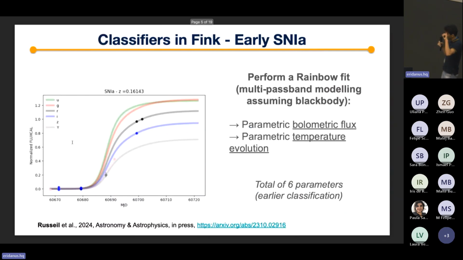Okay, so I will start with the early Supernovae 1A. So this classifier currently already exists and is implemented inside Fink and is working on ZTF data. And the challenge here was to adapt it to work on LSST data, because the challenge, as you can imagine, is that the cadence is much lower, and if you want to make some early classification, you have to be smart.